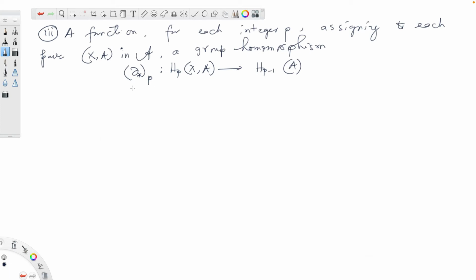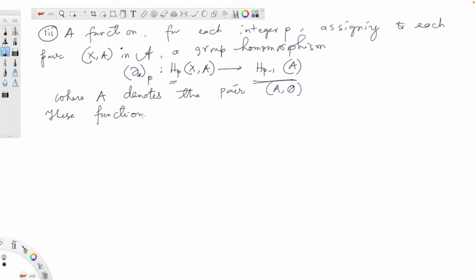Okay. So these are the three notions of three functions that will turn out to be useful in the setup that we are following. And here you see that we have introduced this function HP, which acts on pairs and gives us abelian groups in the category of abelian groups. But what does it mean? It is not acting on any pair, HP minus 1. It is acting on A. So here A denotes the pair A comma empty space.